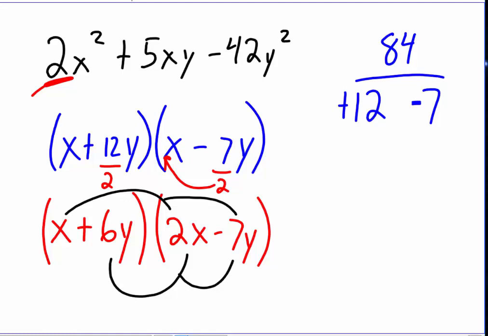Hopefully you see that these problems here are virtually identical to everything else that we've already been doing. And really the only addition is that we have to put a y in the second part of each binomial.